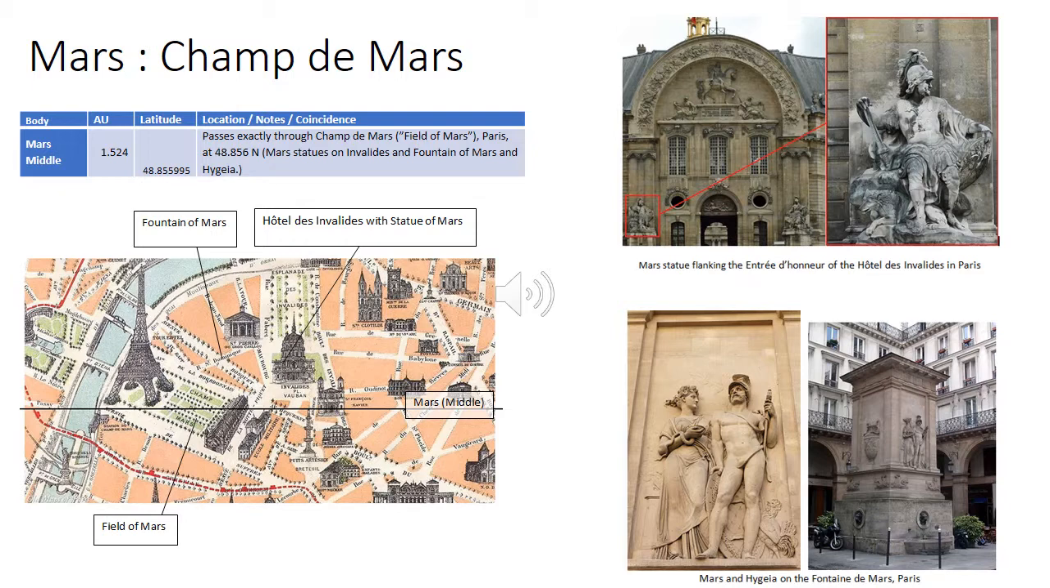And then on the right here you can see there's a statue of Mars on the large classical building, the Hôtel des Invalides in this region of Paris. And then below that there's another statue of Mars and Hygeia on the Fountain of Mars, again in this region in the centre of Paris.